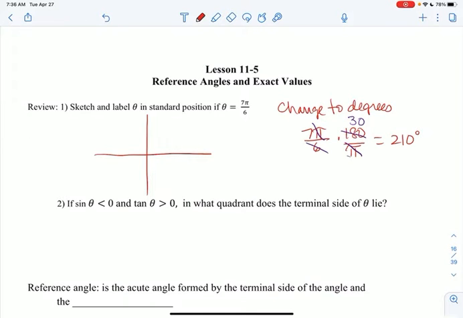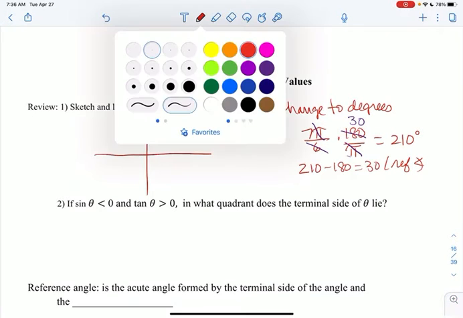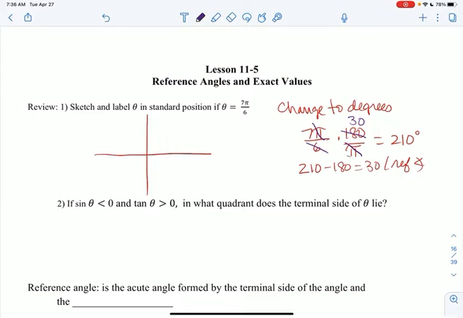Now I need to figure out what the reference angle is, because how do I draw 210 degrees? 210 minus 180 is 30, so that's my reference angle. So if I'm going to draw this, let me grab the purple here. So I'm starting here, and I'm going all the way. 180 would be the opposite side, so it's 30 degrees past 180. All right, so this will be my angle going this way. This will be theta.